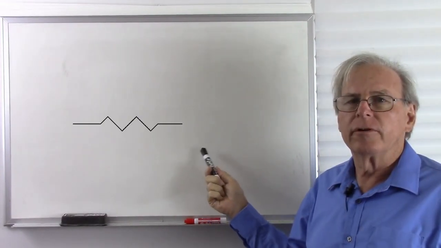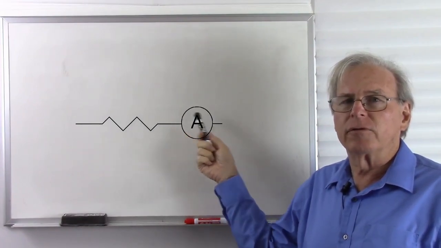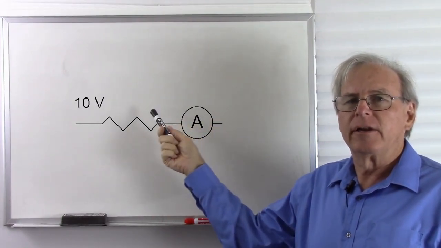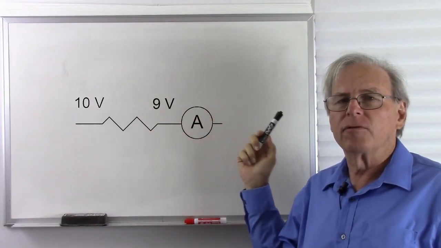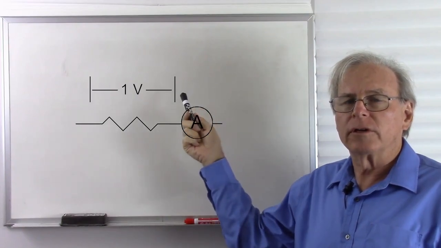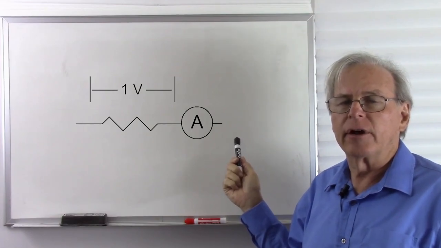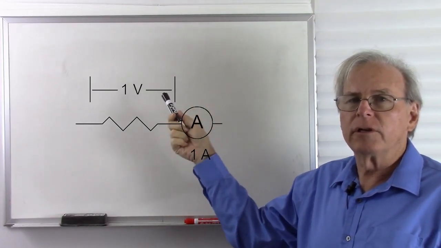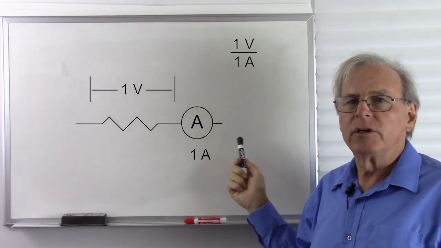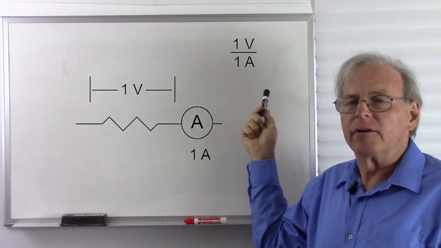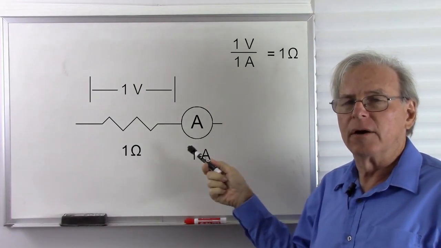So let's say we have a resistor, we have a current meter in series with that resistor to tell us how much current is flowing through it, and we measure the voltage on each side, and let's say we find 10 volts on one side and 9 volts on the other. That gives us a difference of 1 volt. So we know our voltage. Now what else do we know? Let's say that the current meter says we have a current of 1 amp. So now we know our voltage, that's 1 volt, our current is 1 amp, so we know the voltage, we divide into it, and 1 volt divided by 1 amp gives us 1 ohm of resistance.